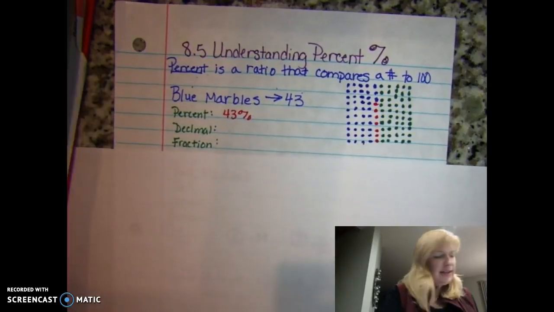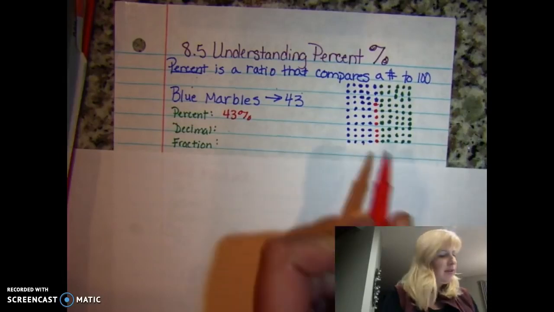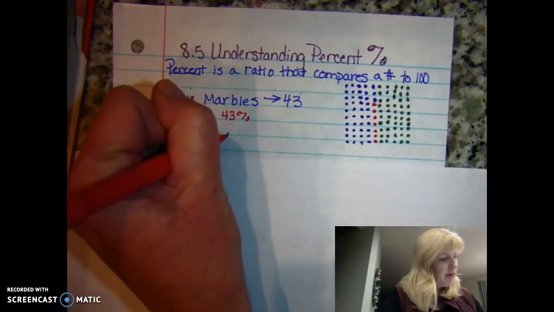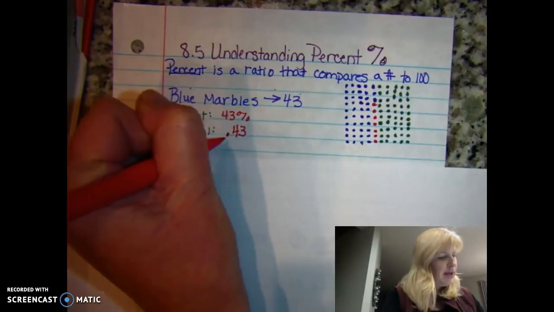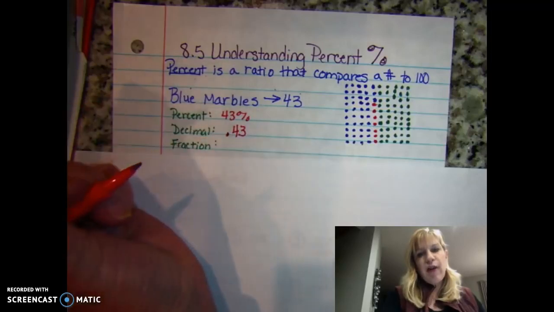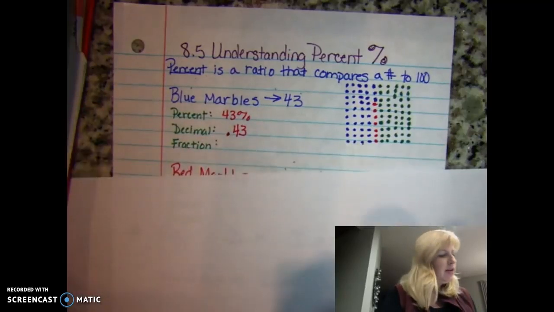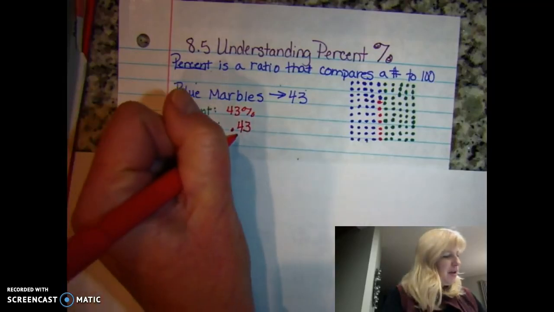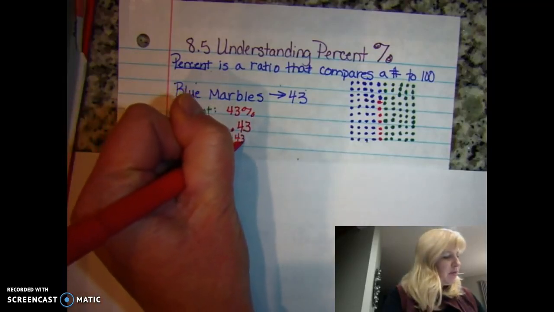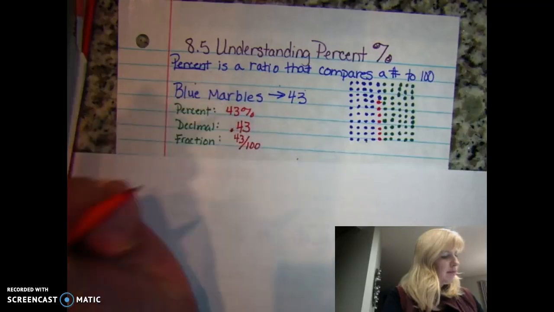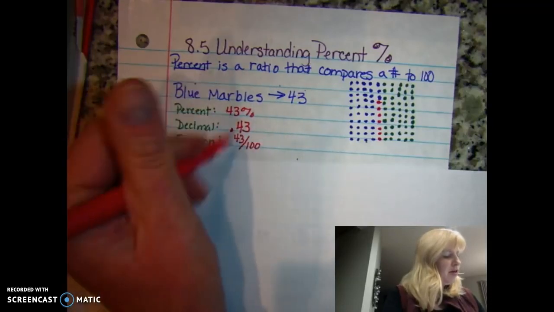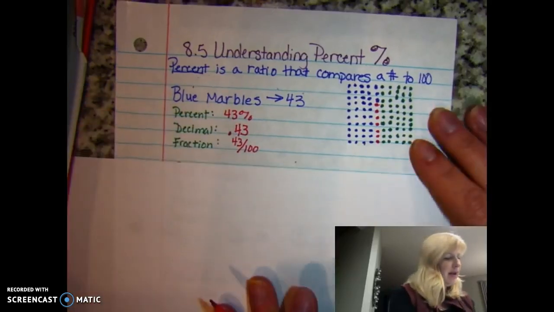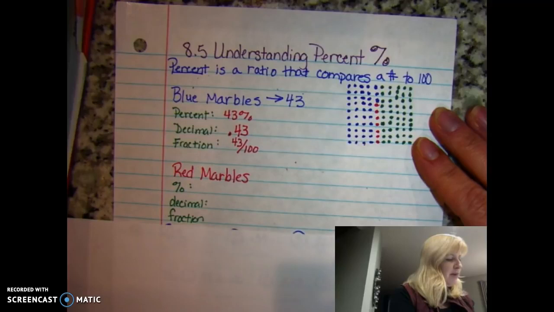How do I write that as a decimal? Well, it's 43 hundredths, 43 out of 100, so it would be 0.43, which you would read as 43 hundredths. Okay, so it's really easy to go to that fraction after this, and you can say, oh, well, that's 43 over 100. So there are three different ways to write it when you start with the percent. Okay? So the red marbles.